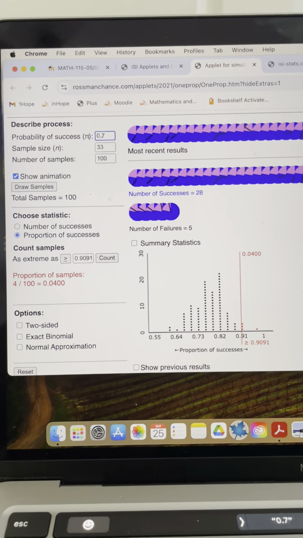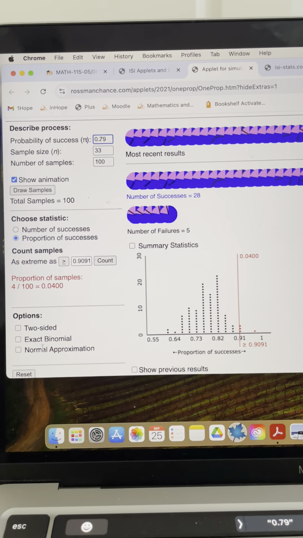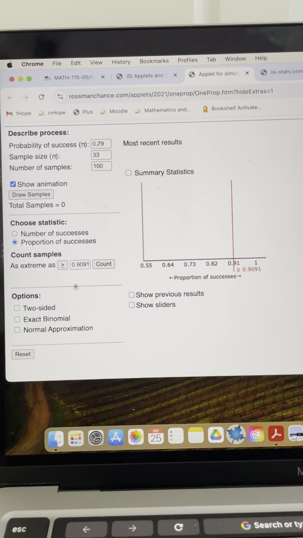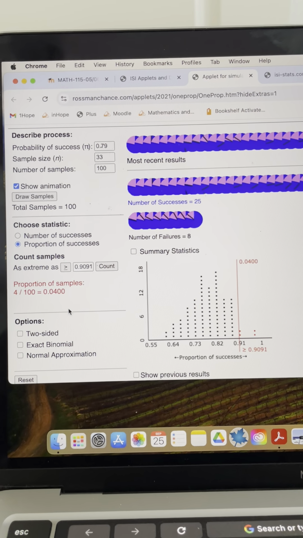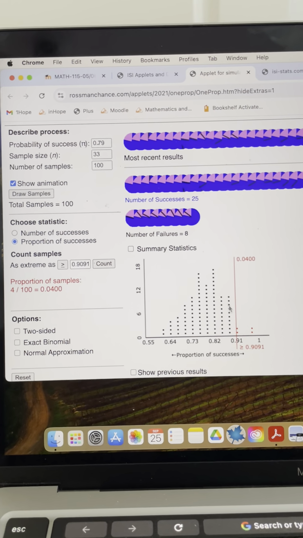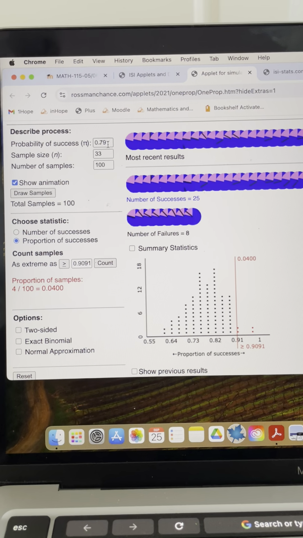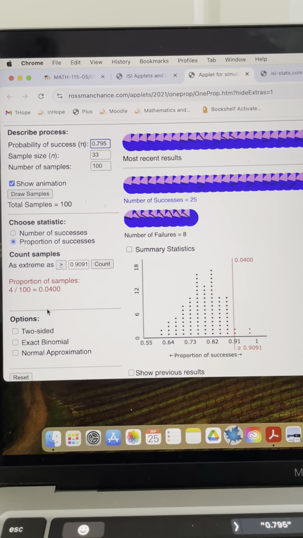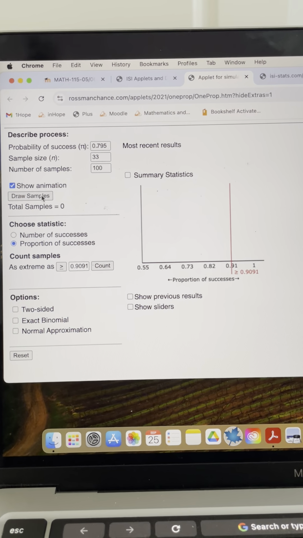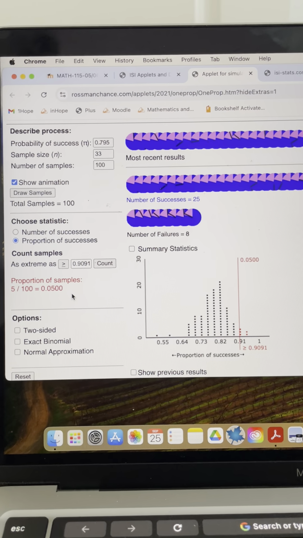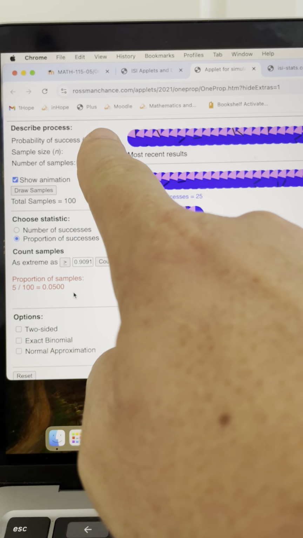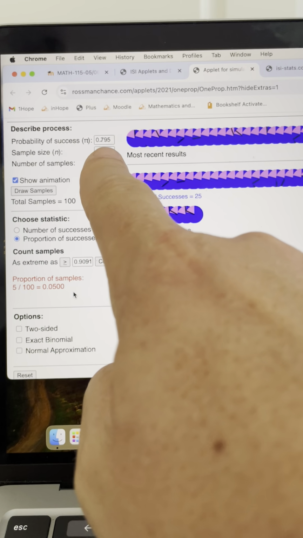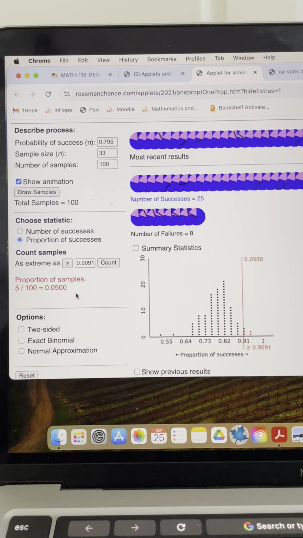So I'm going to try 0.79. And I'm going to hit reset. I'm going to draw samples. Ooh, I'm still at 0.04. So what's happening here is now I'm at the point where I need to start to go to the third decimal spot. All right, so I'm going to reset. I'm going to draw samples, and I'm at my 0.05. So that is the left-hand boundary of my confidence interval.